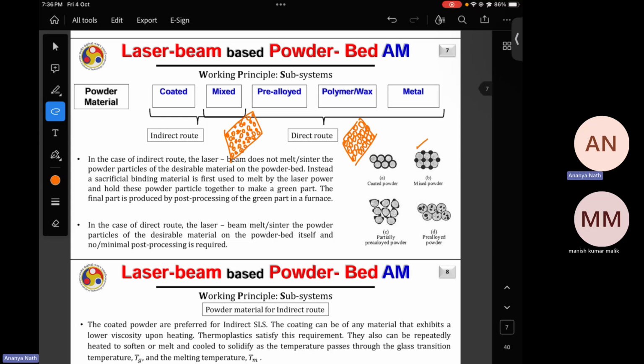And polymer or wax. So the direct route can also be useful for polymer. It's not like every time you are mixing some binder or putting some coating on the polymer, you can directly put the polymer powder in it.